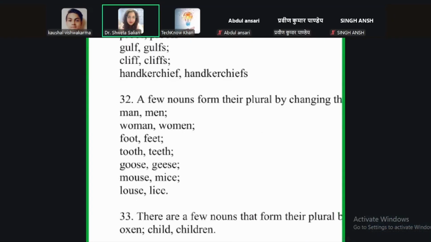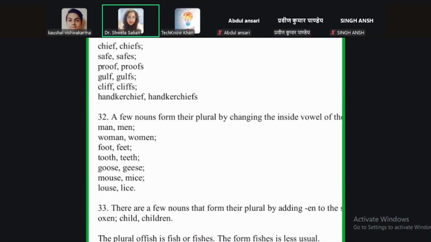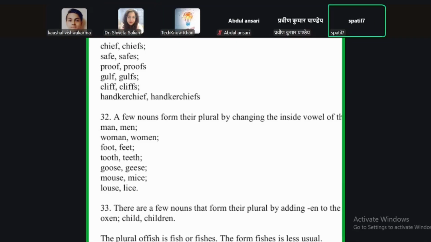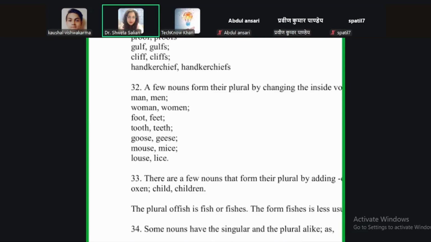Then a few nouns form their plural by changing the inside vowel. Like for example, man becomes men, the A becomes E. In the same way woman becomes women, pronounced women, and only the E changes. The A becomes E. Again, foot becomes feet, tooth becomes teeth, goose becomes geese, mouse becomes mice, which is different.